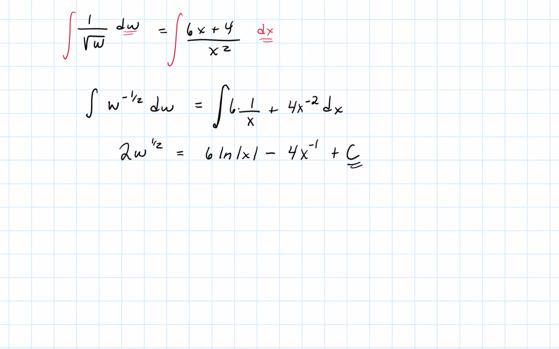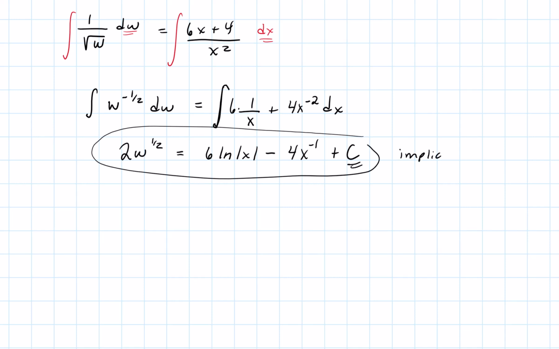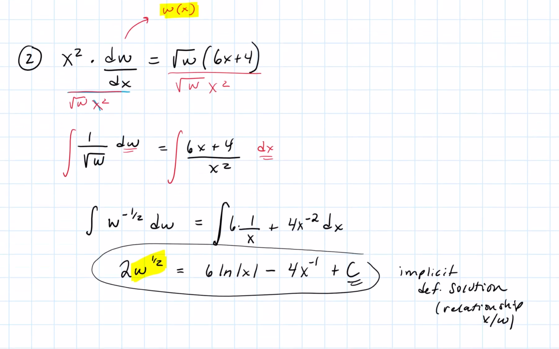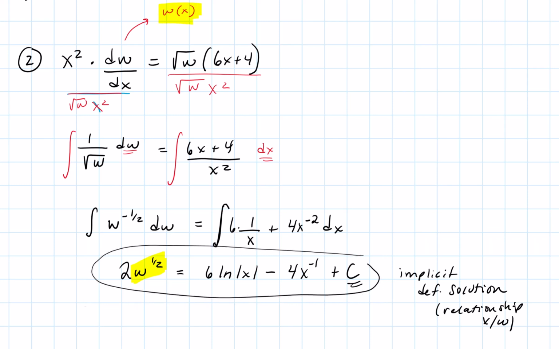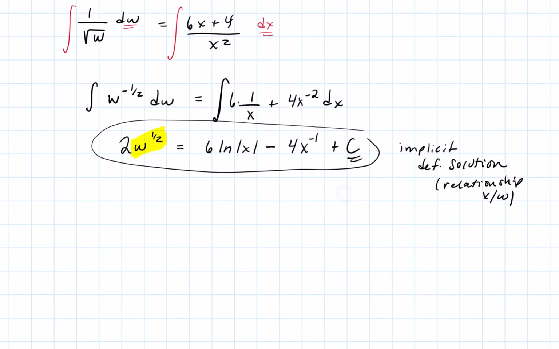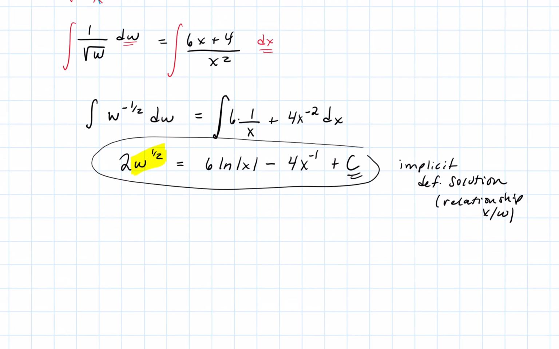Now this is an implicitly defined solution right here. It's giving me a relationship between x and w. But this is one, like the last one, where I could actually solve for the variable we were looking for as a function of the other variable. Remember, we were thinking about solving for w as a function of x, and we can actually do that here. So let's clean this up and solve for this explicitly.